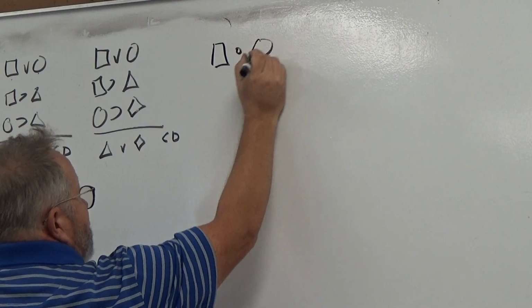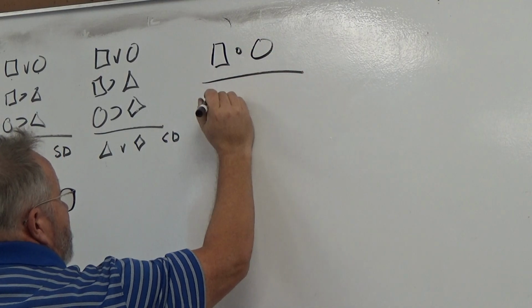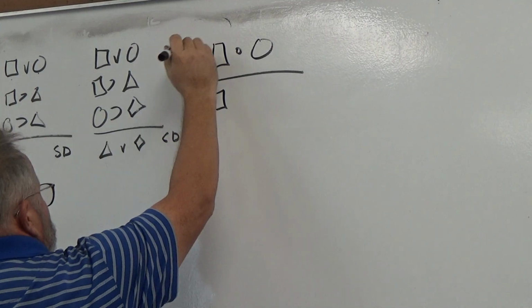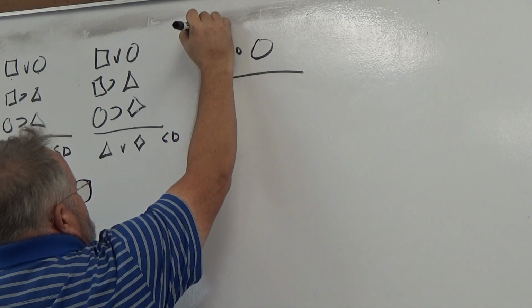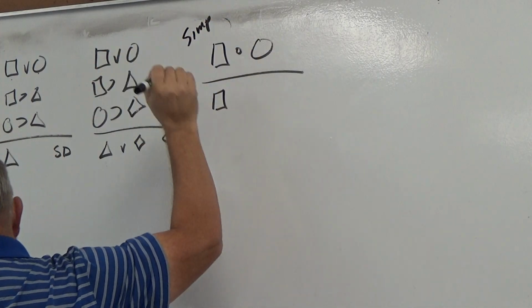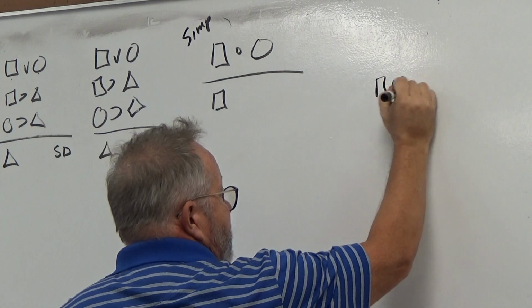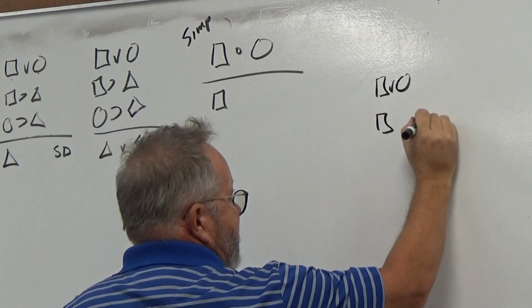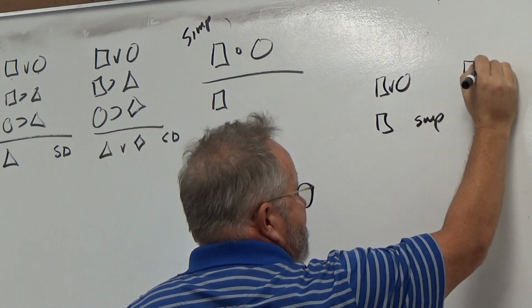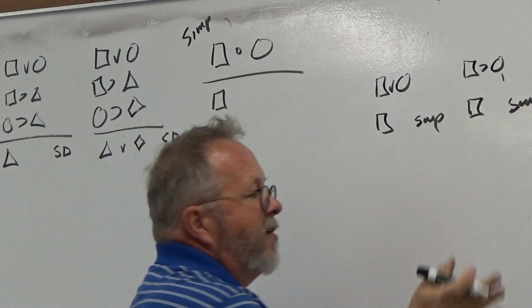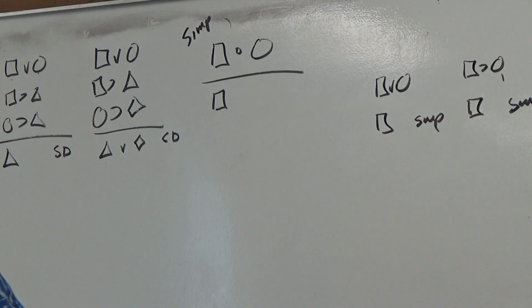Okay, simplification. Box and circle, from that, you can say box. Okay? Simplification only works for conjunctions. All the time I'll see stuff like this, box or circle, box by simplification, or box then circle, box by simplification. That's all illegal. Simplification is only for conjunctions.